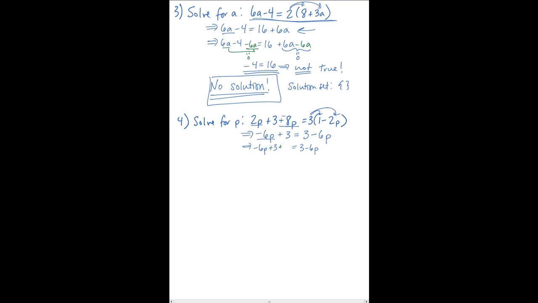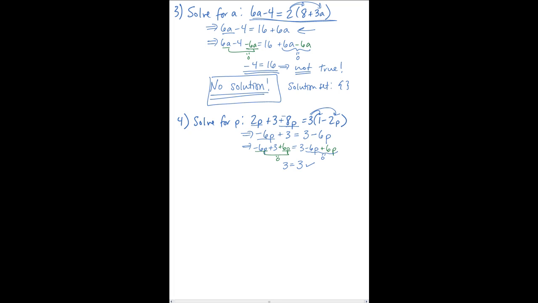If I add a positive 6p to each side, the negative 6p and the positive 6p here are going to add together to get 0. So I have 0 plus 3. So I'm just going to end up with a 3 on the left. And here, the minus 6p plus 6p also equals 0, so I get 3 plus 0, so I get 3. It's interesting, this is a true statement.